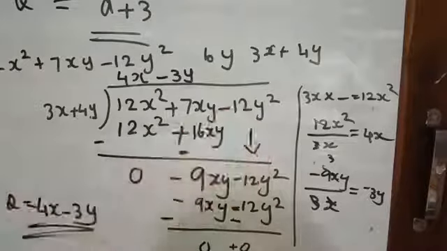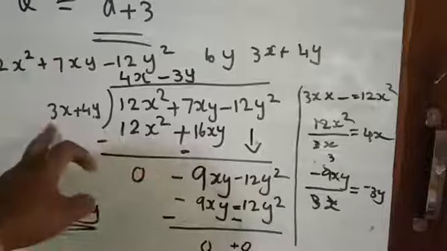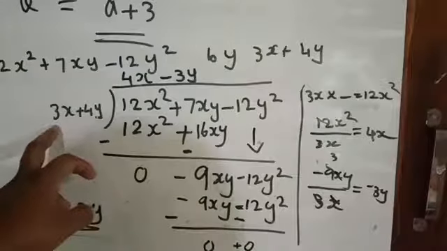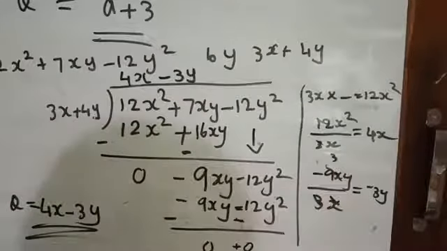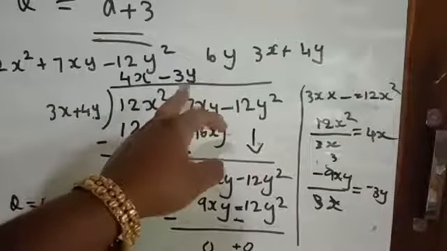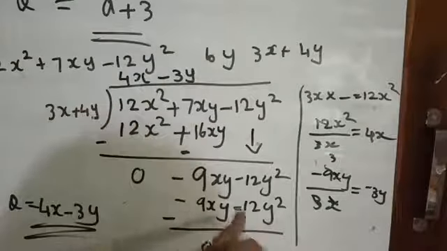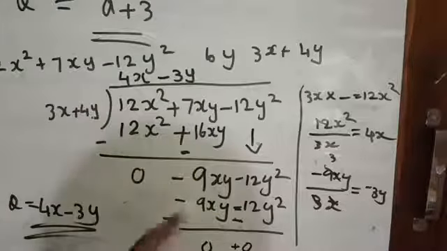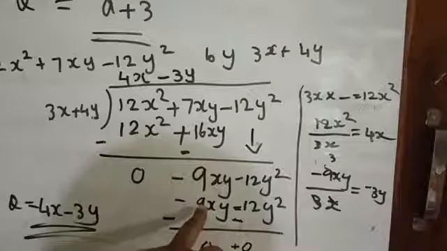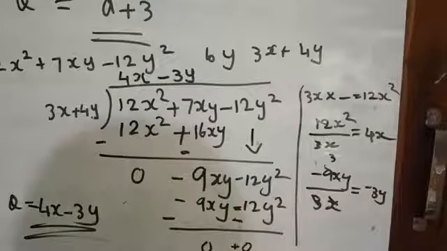Then bring down the next term. Then the first term of the dividend, minus 9xy, divided by the first term of the divisor, 3x. So minus 9xy by 3x, that is minus 3y. So here you write minus 3y. Now minus 3y into 3x, minus 9xy; minus 3y into 4y, minus 12y square. Then subtract. Subtraction means minus sign. This minus becomes plus. So minus 9 plus 9, 0. And this minus of minus plus, minus 12 plus 12, 0.